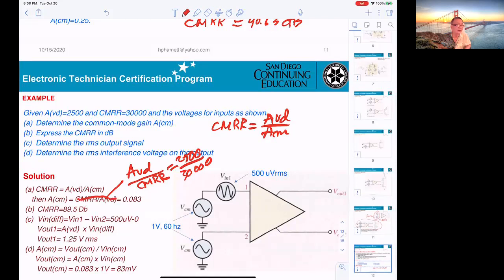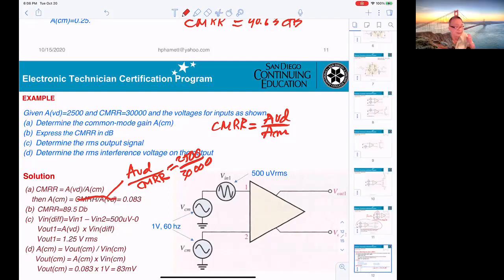Of 2,500 divide 0.083. The answer will be 89.5 dB, correct? Yes. Okay.